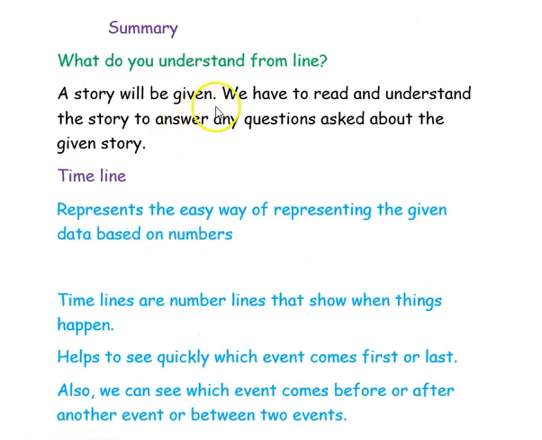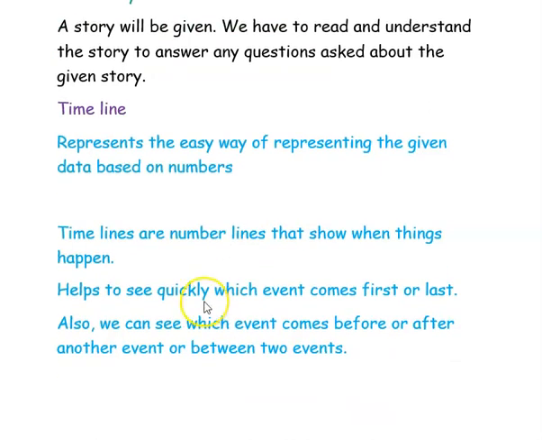Now let's summarize what a timeline is. A story will be given. We have to read and understand the story to answer any questions asked about it. A timeline is an easy way of representing the given data based on the numbers in increasing order from left to right. Timelines are number lines that show when things happened. They help us see quickly which event comes first or last. Also we can say which event comes before or after another event, or in between two events.